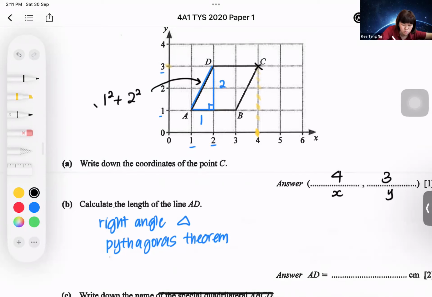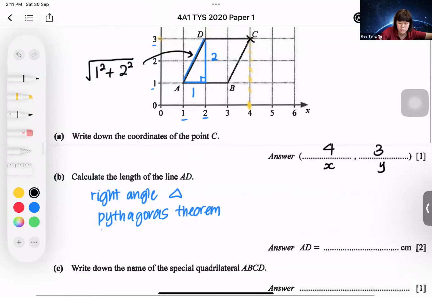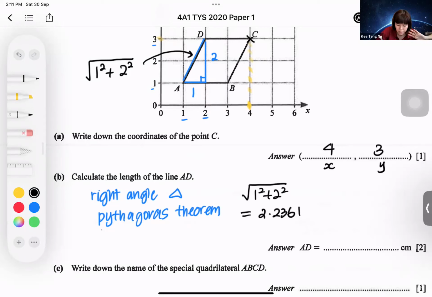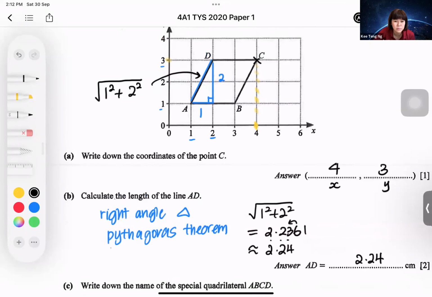Then I want the length itself, so we need to do a square root. So in this case, square root of 1 square plus 2 square is going to be a decimal number, not exact. So I'll get 2.2361. Usually I'll write 5, 6, 8 first for working, then round it off to 3 significant figures. 1, 2, 3, round up. 2.24 units or cm. Oh, they gave us the units already, cm, so I just use that. Okay, so for this kind of question, to find the length of AD between 2 points, number 1, look for a right angle triangle. Number 2, we try to use the Pythagoras theorem.